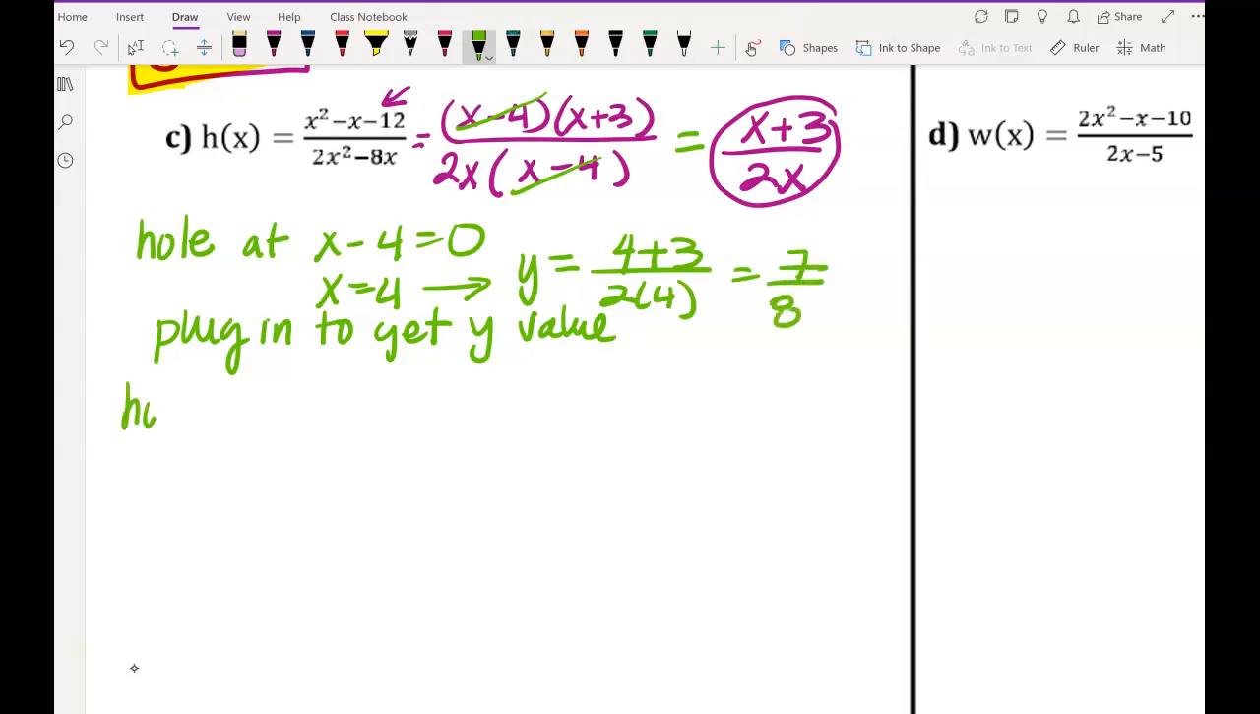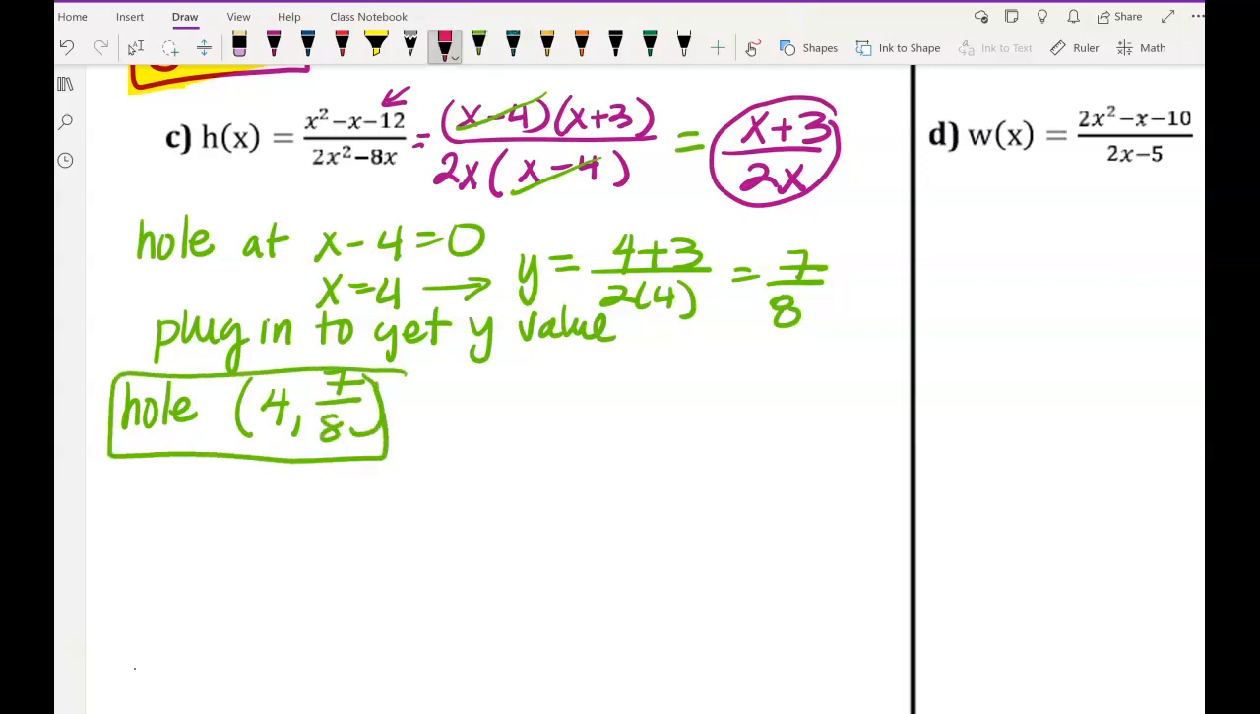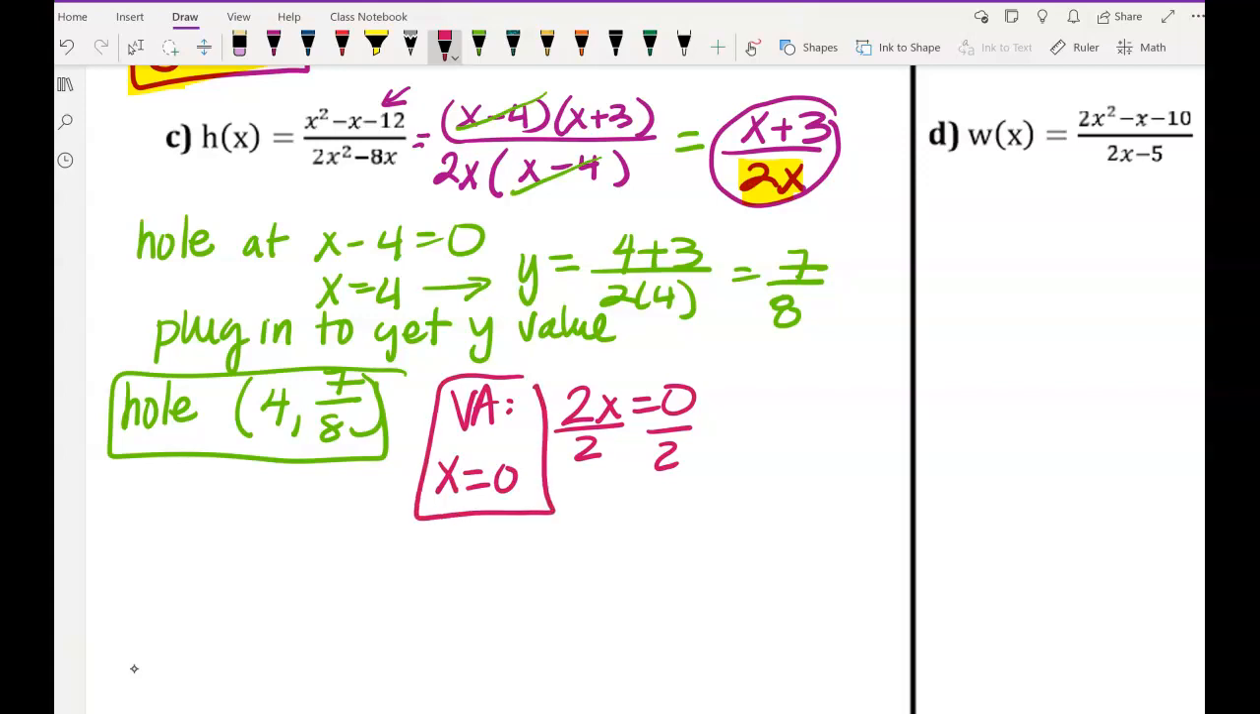So you, my lovely students, this question is going to have a hole at 4, and the y value of this hole will be 7 over 8. Box that up. Then we do have a remaining factor that was not able to completely reduce. That will get us a VA. Take that VA, set equal to 0, solve for it. So your VA, students, is going to be at x equal to 0.